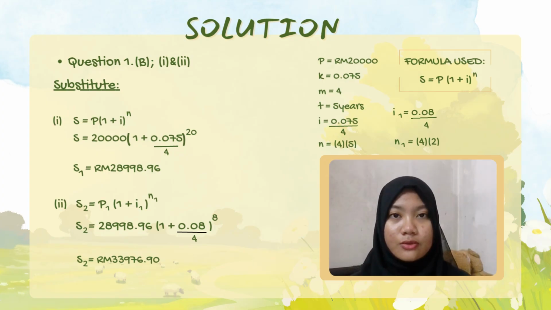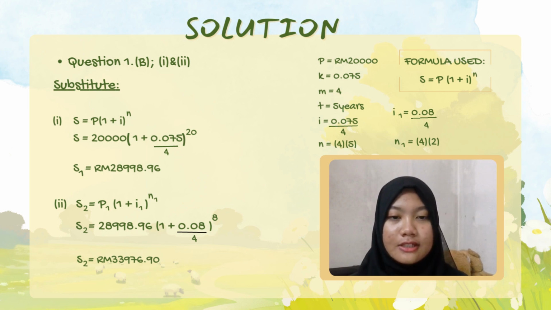For this question, we are going to use the same formula we used in the past question, which is S equals P in bracket 1 plus i, the power of n. Then we have P is RM20,000, r is 0.075, and m, which is compounded quarterly, is 4, and t is 5 years, and i is 0.075 divided by 4. Then n is 4 multiplied by 5, which is 20.